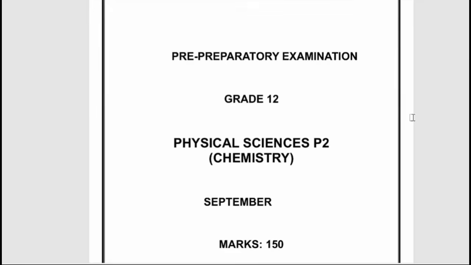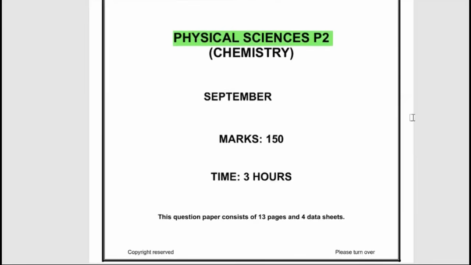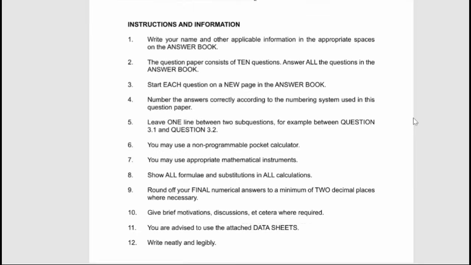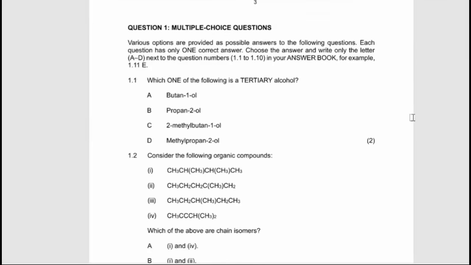We're going to look at a preparatory examination, Physical Sciences, Paper 2, which is our chemistry, and it's a September paper. Marks is 150, and the duration is 3 hours. Right, so we're going to proceed to the next page, which is our instructions. Then we're going to dive into our multiple choice questions, starting with question 1.1.